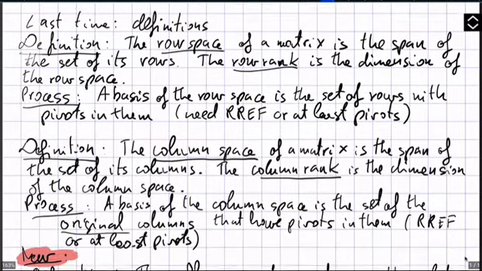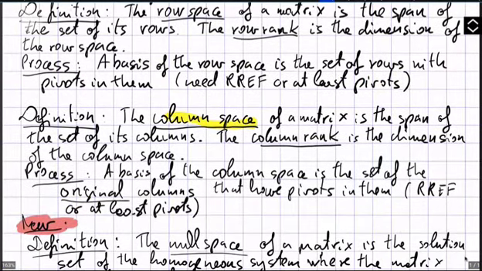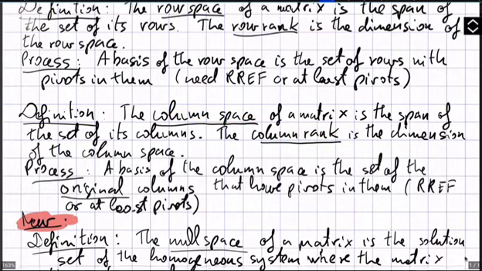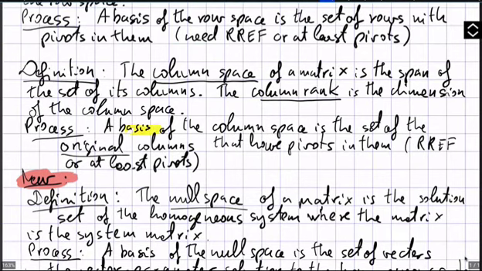The second definition is the column space of a matrix, which is the span of the set of its columns. And the column rank is the dimension of the column space. The way we will find the basis for the column space is that this is the set of the original columns in the matrix that have pivots in them. Again, for this we need the reduced row echelon form to find the pivots, or at least some kind of echelon form where the pivots are showing.